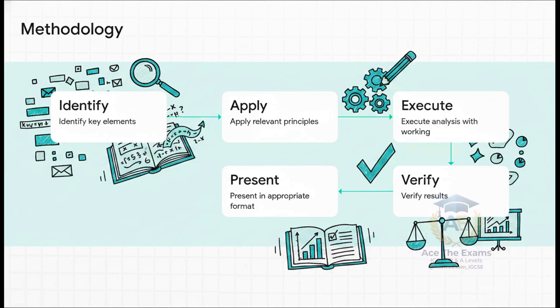Step 3. Execute your analysis with crystal clear working. Step 4. Verify your results. Does the fundamental accounting equation still balance? Step 5. Present the final answer in the exact format requested. By rigorously following this exact sequence every single time, you instantly cut through the panic and confusion. You end up structuring your response exactly how the examiner expects to see it. This keeps you perfectly paced and ensures you aren't leaving any crucial analytical steps, and therefore marks, on the table.